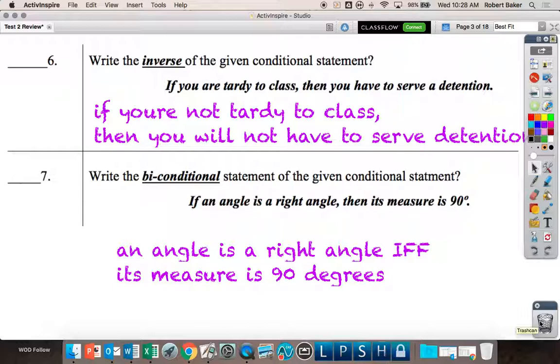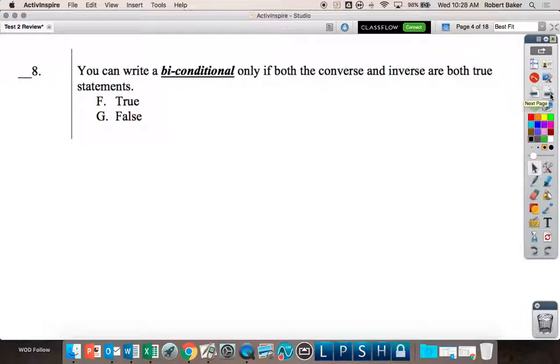Biconditional. That pretty much wraps up all of the conditional statements, right? That whole first page is conditional statements. Then we start getting into, there's one more. So you can write a biconditional statement only if the converse and inverse are true. That's false. You can write a biconditional statement only if the conditional statement and the converse are true. So this one's false. So it has to be the conditional statement and the converse.